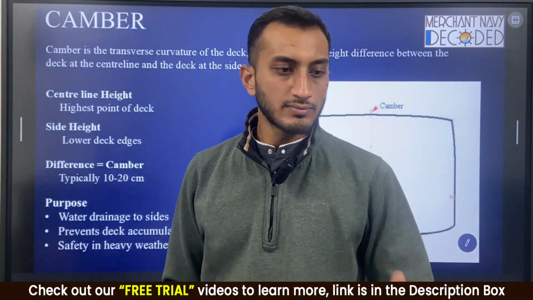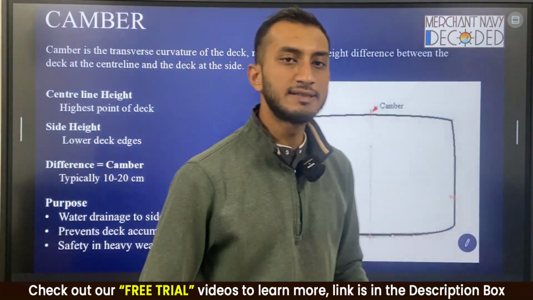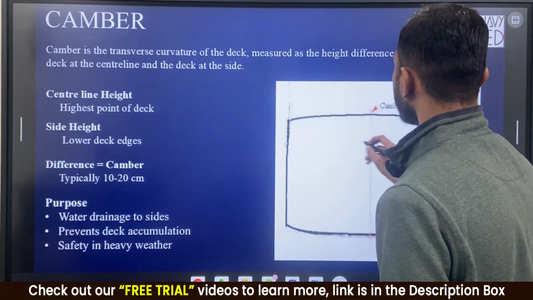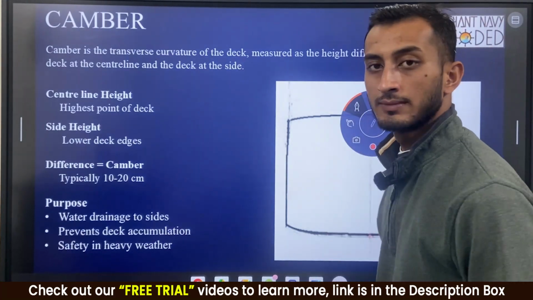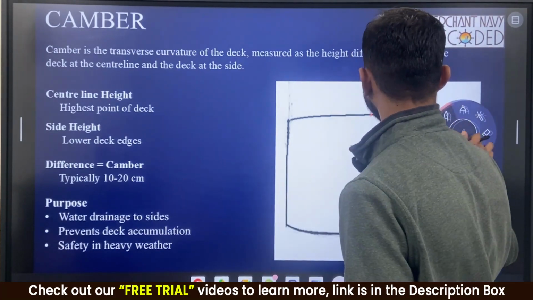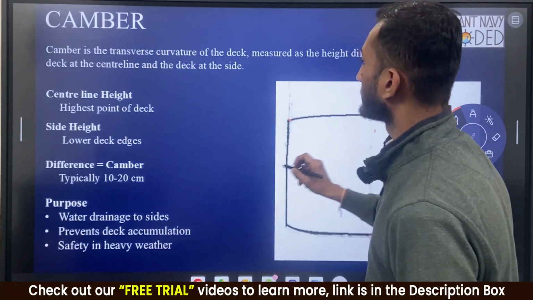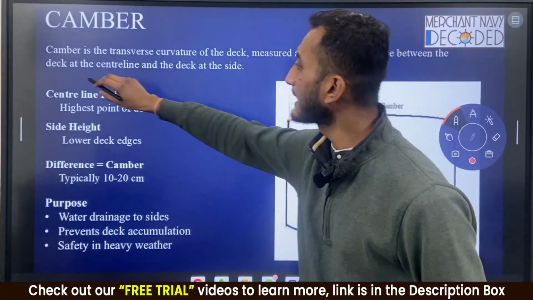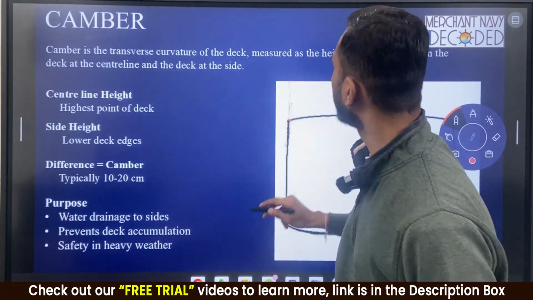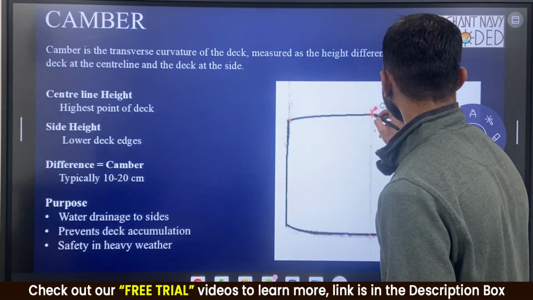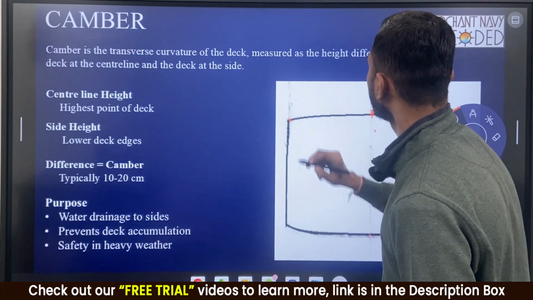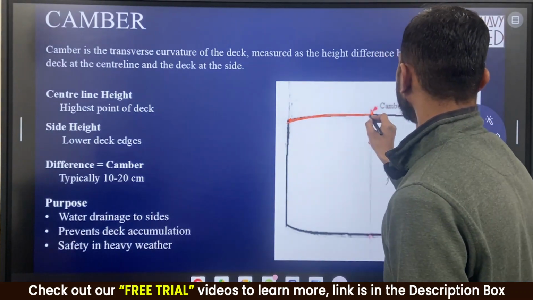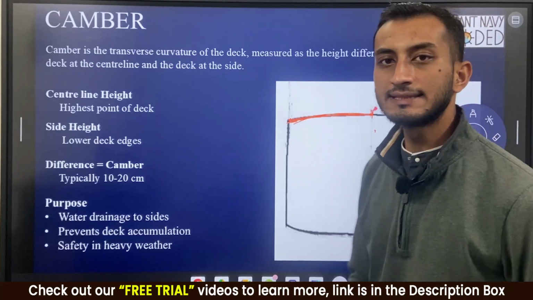Now what is camber? Camber is nothing but the vertical distance between the highermost point and the lowermost point amidship. It is the transverse curvature of the deck, measured at the highest difference between the deck line at the center line and the deck at the side. So if this is the highermost point and this is the lowermost point, this is a curvature. This is camber.